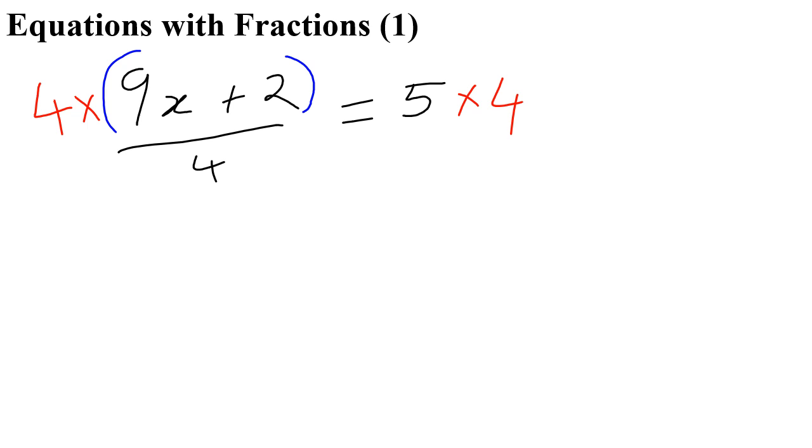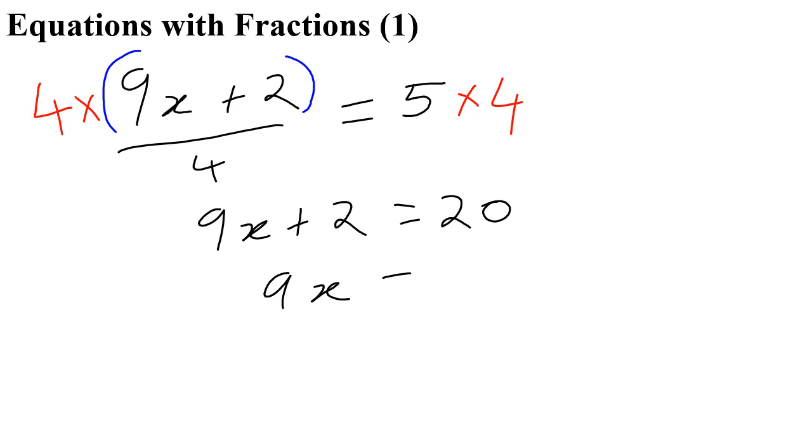That's going to give me, on the left-hand side here, 4 divided by 4 is 1. So I'm just going to get 9x plus 2 equals 5 times 4, which is 20. Now I can minus 2 from both sides to get 9x equals 18, and divide both sides by 9 to get x equals 2. We might have a more complicated situation with fractions where we actually have 2 fractions.